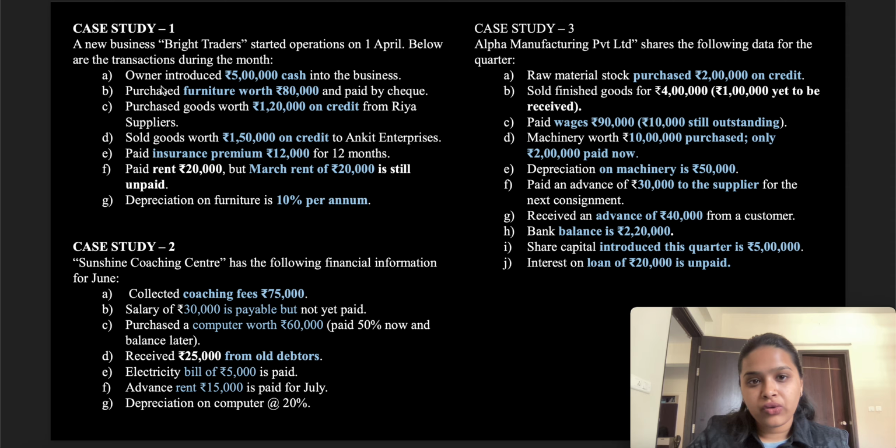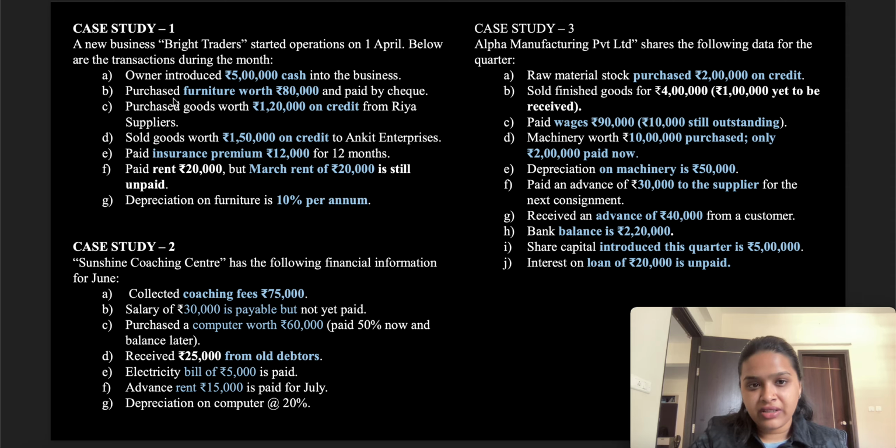All right. So the first point is the owner introduced 5 lakh cash into the business. So it is share capital. It is an equity portion because the owner has invested some amount of money to start the business.